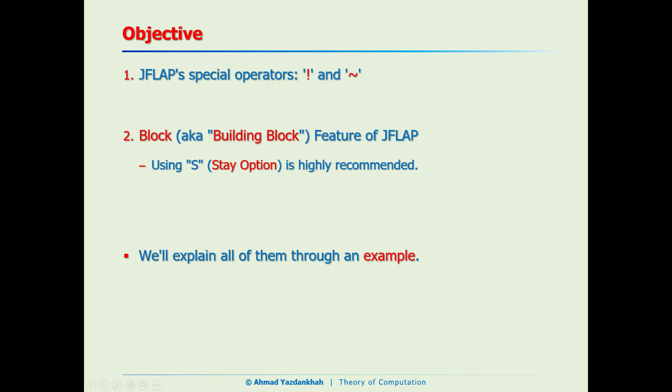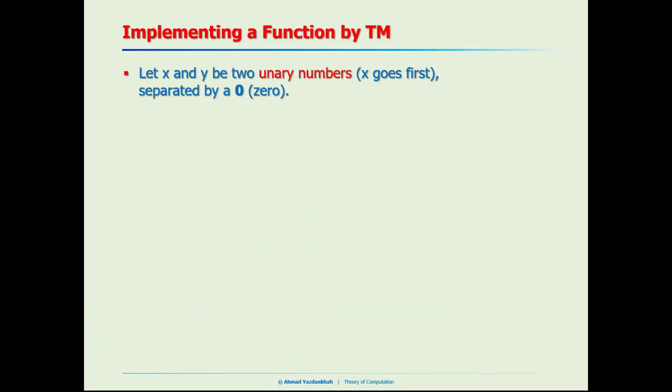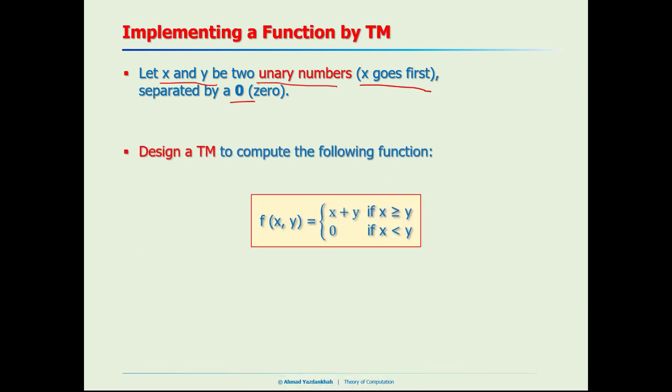Let's get started. We want to implement a function by a Turing machine. This is a standard Turing machine, but we are allowed to use the stay option as well. We have two unary numbers, X and Y, and let's assume that X goes first, and they are separated by a zero. Our goal is to design a Turing machine that computes this function.